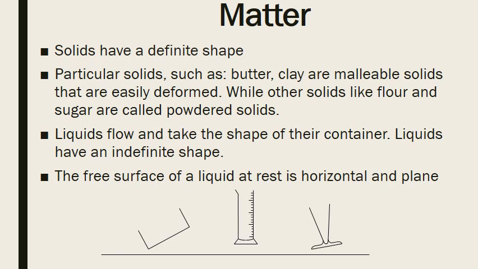Another form of matter is liquid. So liquids flow and take the shape of the container. Liquids have an indefinite shape, so their shape always changes. And the free surface of a liquid at rest is horizontal and plane.